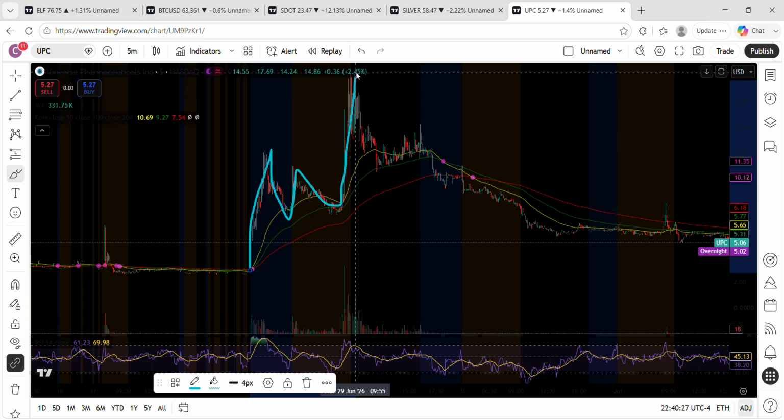So hope you like the content. Keep an eye on this formation. You can make a ton of money looking at it and spotting that action.